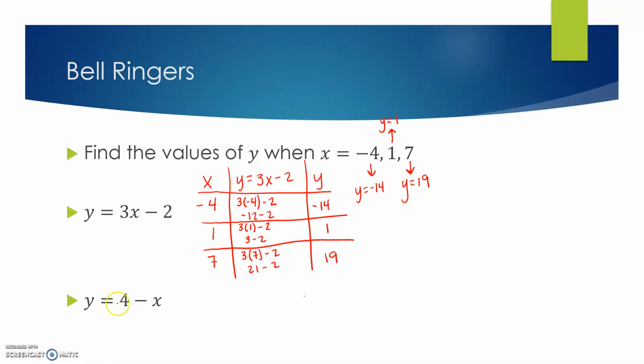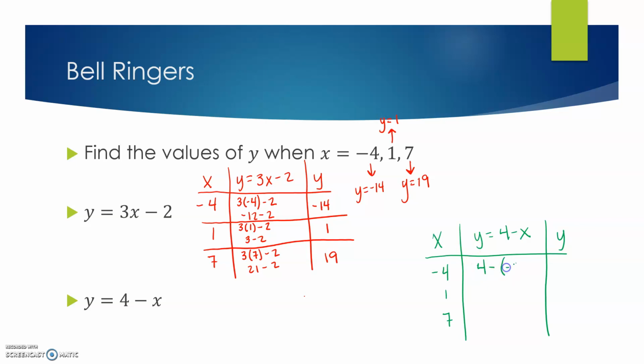For the second one, I'm going to make my work over here so I've got more space. Got y equals 4 minus x. So I've got -4, 1, and 7. So I'm going to have, actually I want to write the y. I want to write 4 minus, and I want to be careful here, that minus that was given to me does not account for this negative in the 4.